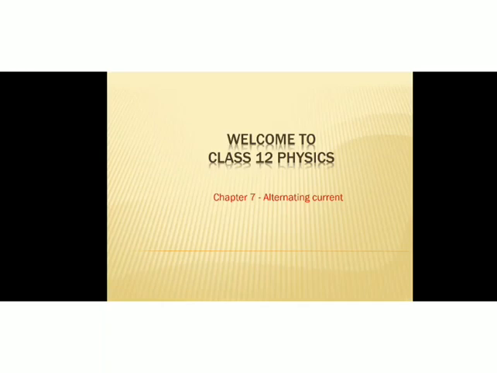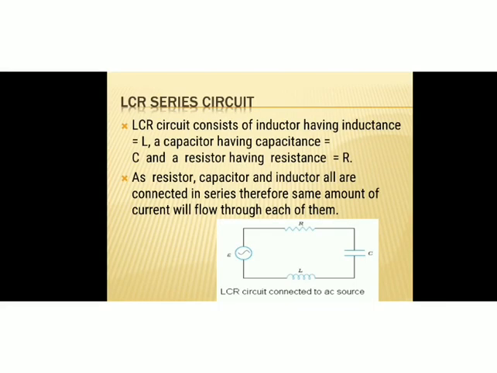Children, let's continue with our chapter 7, alternating current. So today we are going to discuss the LCR series circuit. What is an LCR series circuit? It is a circuit that consists of an inductor having inductance L, a capacitor having capacitance C, and a resistor having resistance R, all connected in series.